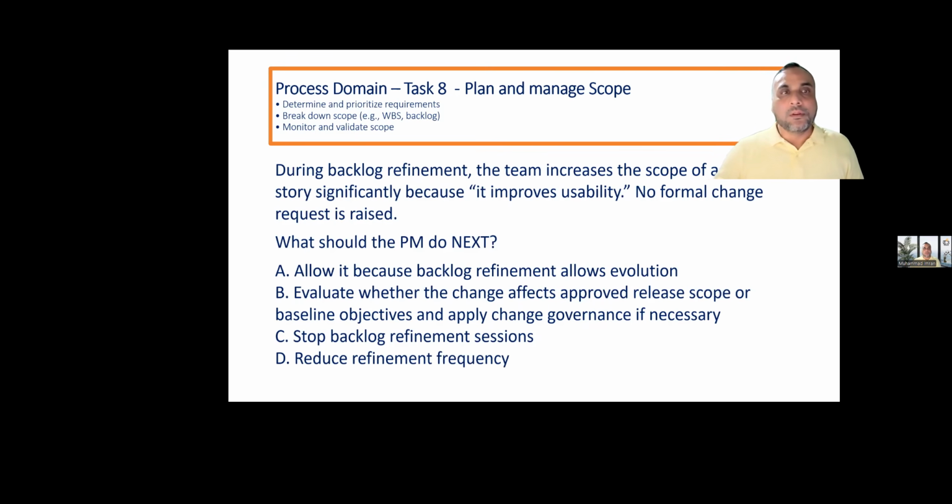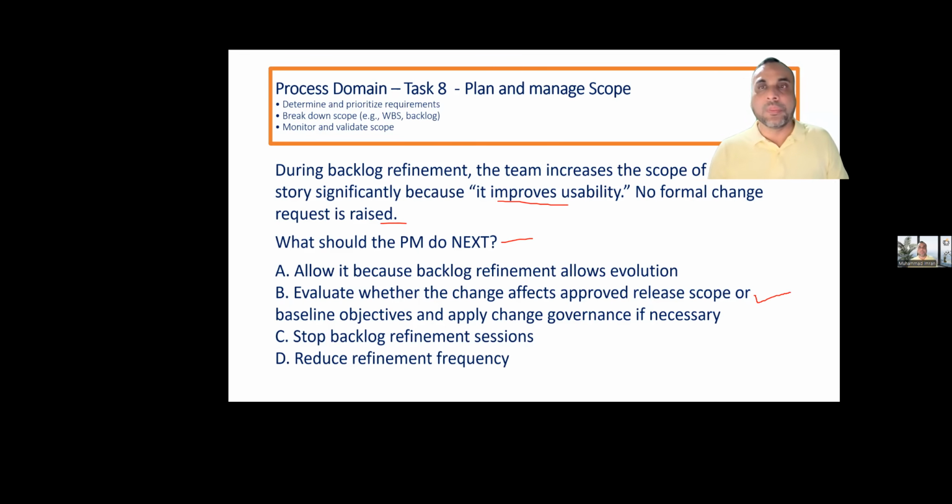Next. During backlog refinement, the team increases the scope of a user story significantly because it improves usability. No formal change request is raised. What should the PM do next? Allow it because backlog refinement allows evolution. Evaluate whether the change affects approved release scope or baseline and apply change governance as necessary. Stop backlog refinement sessions, reduce refinement frequency. So the better answer is yes, B, exactly.